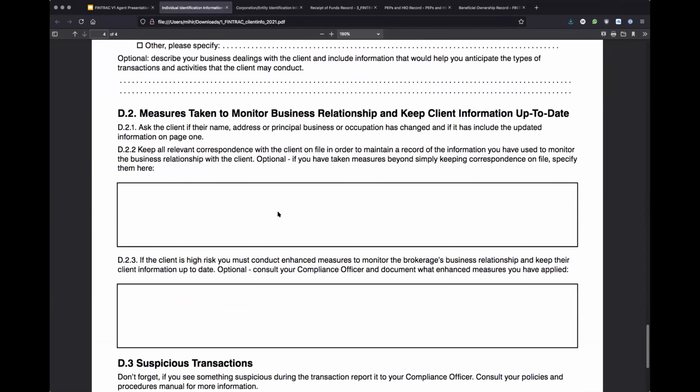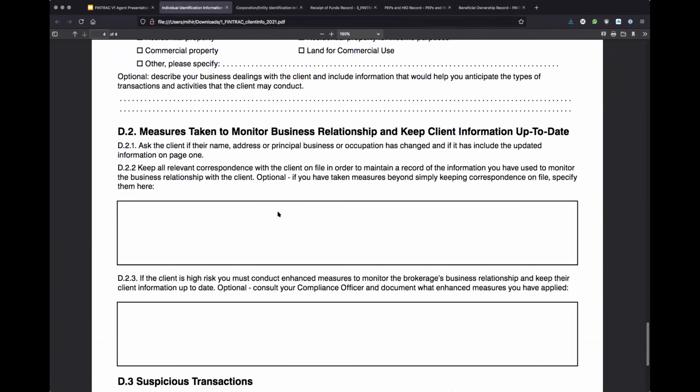And then you have section D.2, where you do have to complete your records as well. It's good guidance from Fintrac to keep all relevant correspondences with the client on file in order to maintain a record of the information you have used to monitor the business relationship with the client.